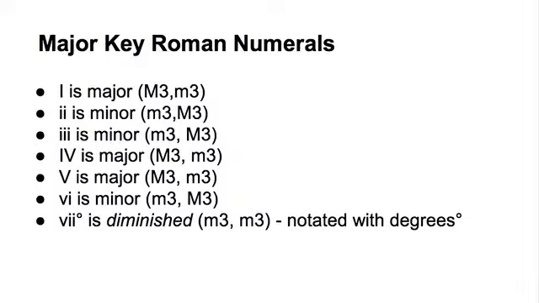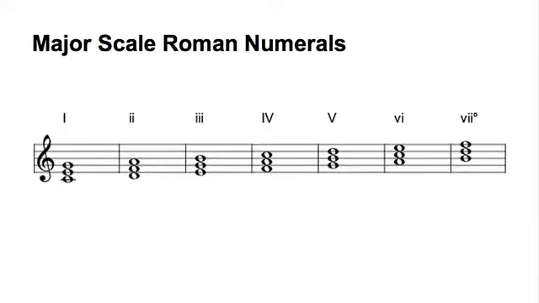So if you remember these, that 1 is major, in other words, a major third and then a minor third. 2 and 3 are minors, meaning a minor third and then a major third. 4 and 5 are major, which is major third, minor third. 6 is minor again, minor third, then major third. And then 7 is diminished, so it's based on 2 minor thirds. Again, the chord based on the 7th degree is pretty uncommon, but the rest of them are fairly common.